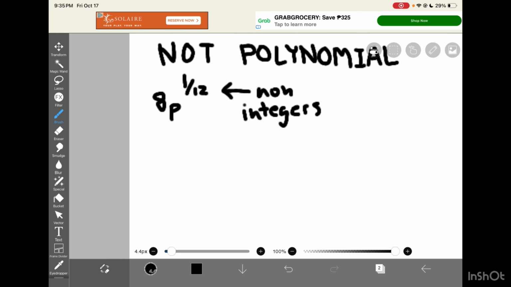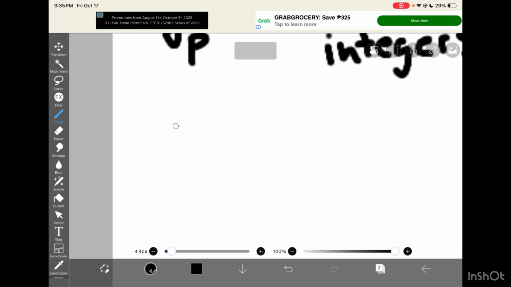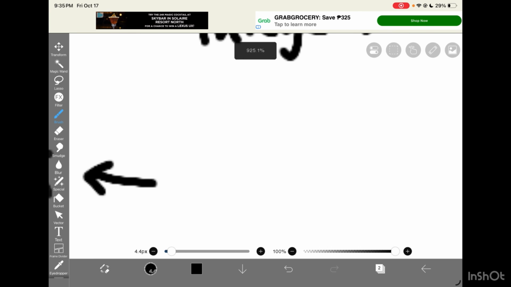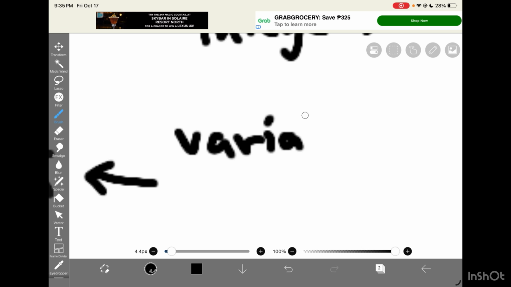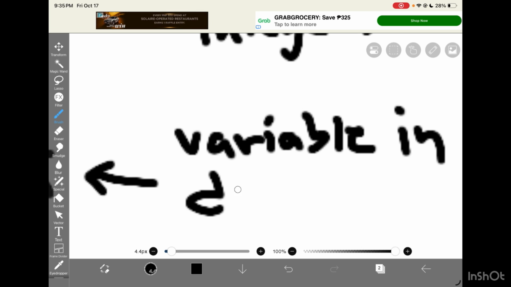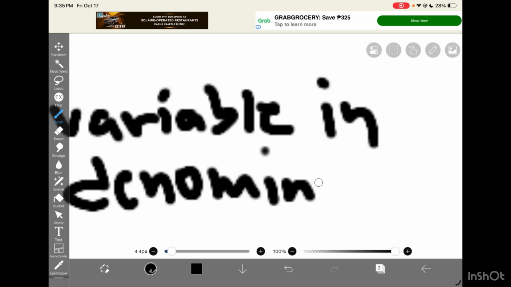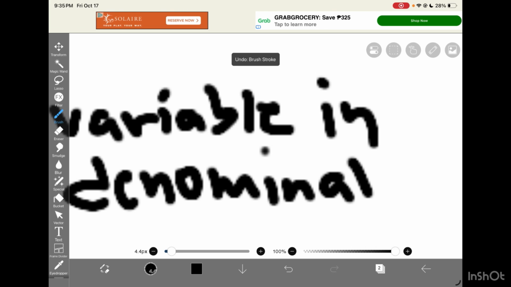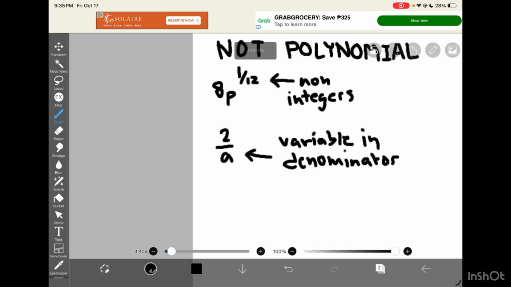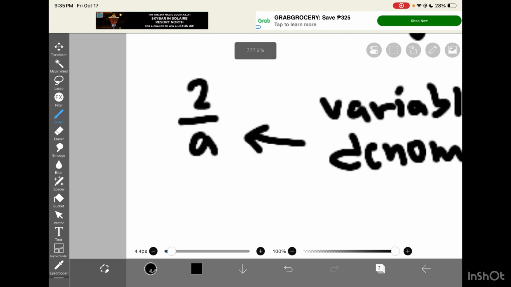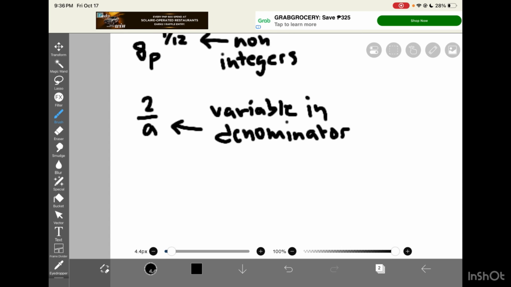I'm not so sure, but just look out for that. Next, we have 2 over, let's say, a. 2 over a is not a polynomial because the variable is in the denominator. The reason is that if you try to write it in terms of a, it becomes a raised to negative 1, because you're taking the reciprocal of it. So that's the reason why.